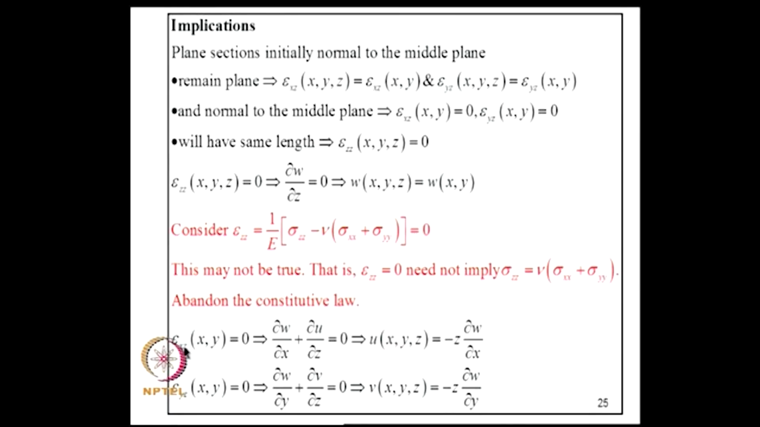Now you look at epsilon xz is 0, the shearing strains are 0, that means dou w by dou x plus dou u by dou z equal to 0, consequently it means u of x, y, z is minus z dou w by dou x. Similarly epsilon yz is 0 implies that v is minus z dou w by dou y. So I am basically able to express u and v in terms of w.